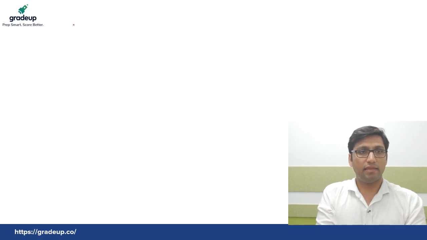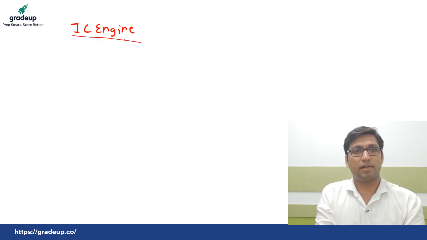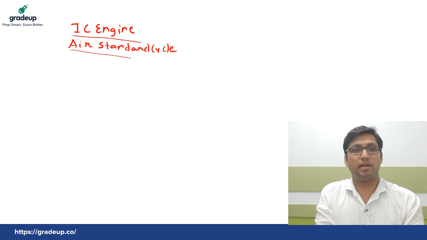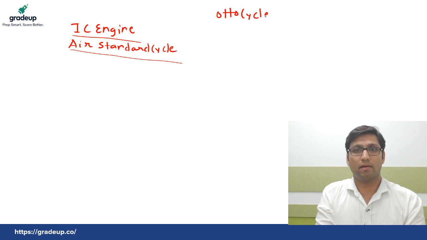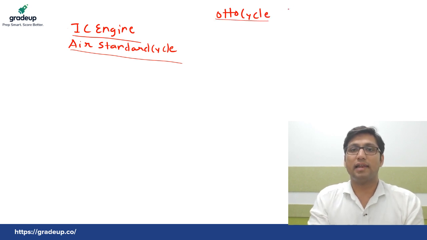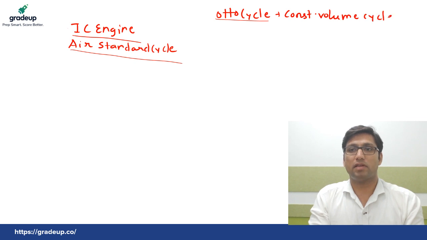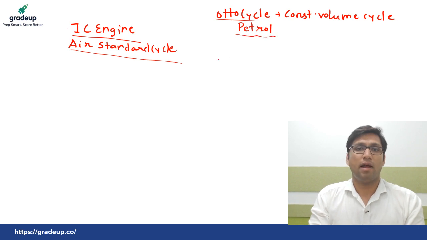If we talk about the IC engine, there was a lecture on air standard cycle. In air standard cycle, I have discussed basically the Otto cycle, diesel cycle, and dual cycle. The Otto cycle is a constant volume cycle. This cycle is basically used for petrol engine. The working fuel is petrol in the cycle. And what is the formula for efficiency?